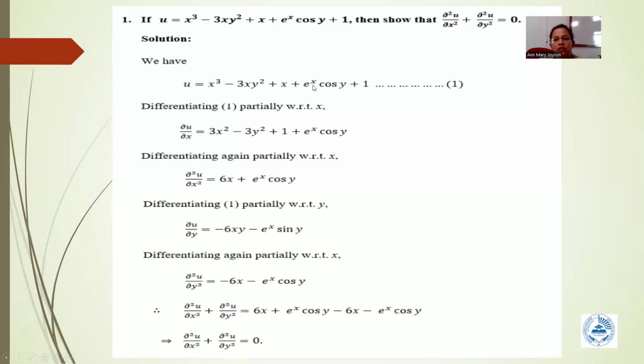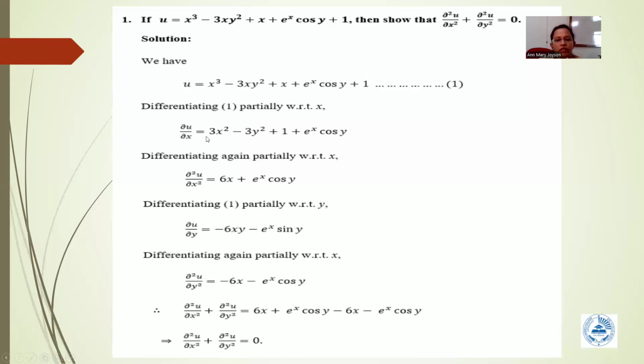Look at this term e raised to x cos y. So here cos y is a constant. So the derivative of e raised to x cos y is cos y times e raised to x; the constant is written as it is. Derivative of e raised to x is e raised to x itself. Derivative of 1 is 0. That's why nothing is written here. So what is this expression? This is ∂u/∂x.